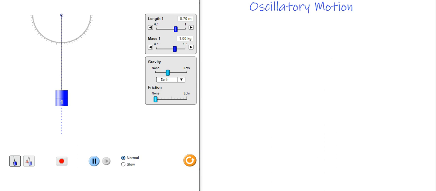Welcome to this video on oscillatory motion. In this video we're going to be taking a look at a kind of motion that occurs in nature where an object has some sort of repetitive, or sometimes described as periodic, behavior.